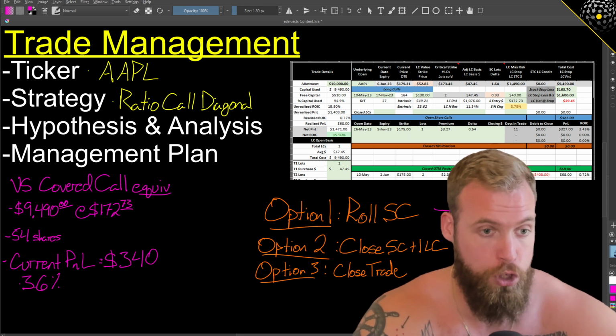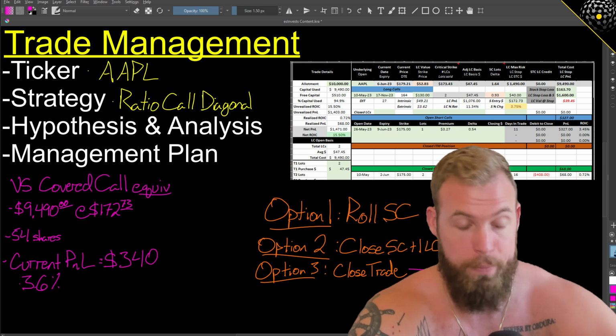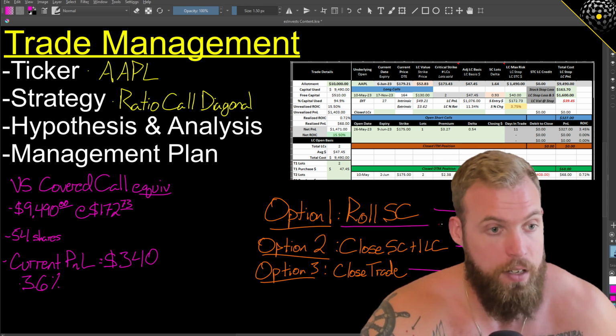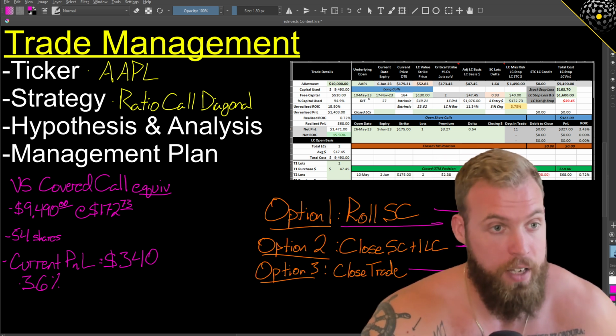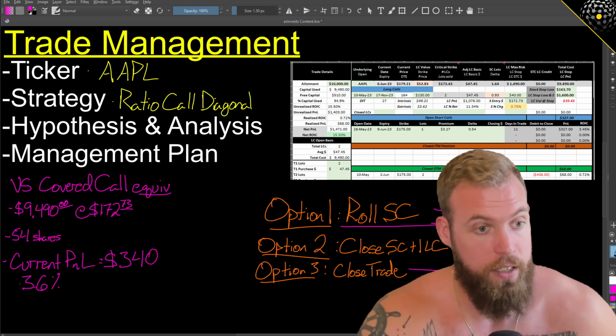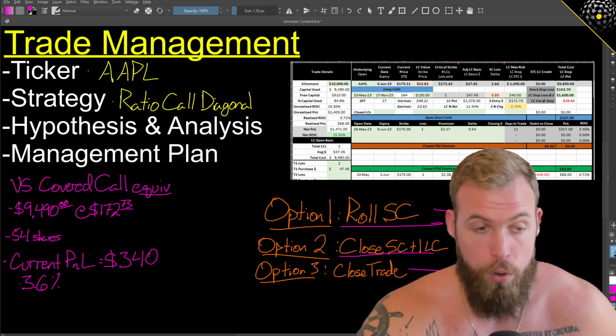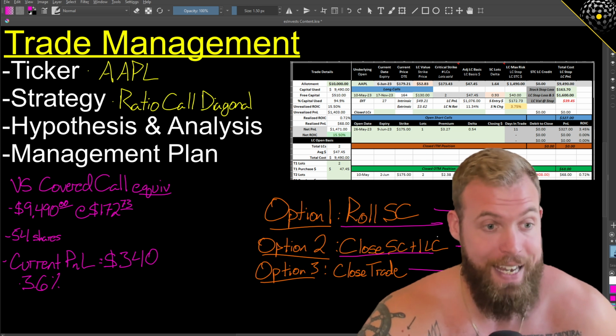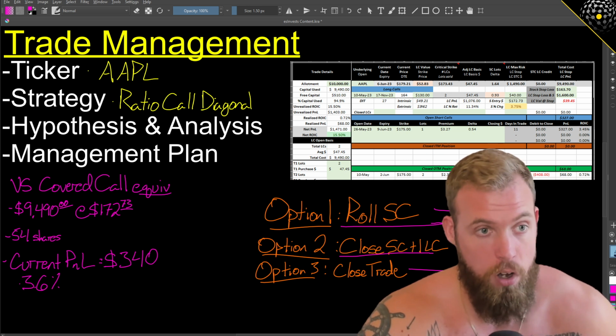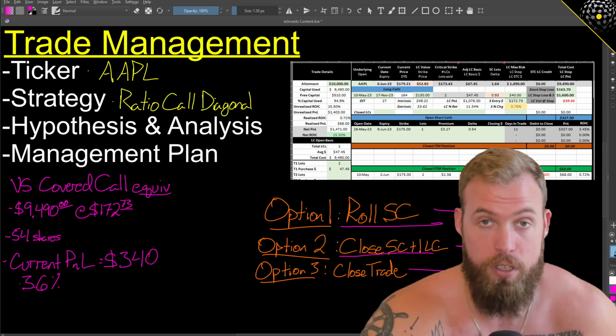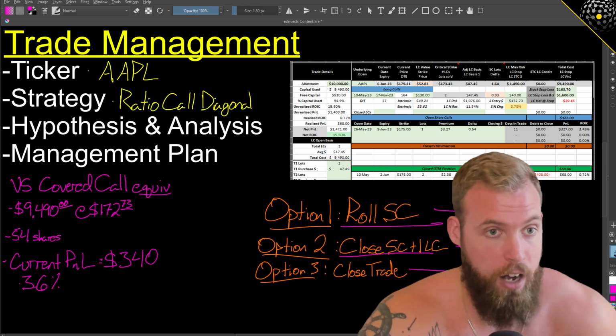Well, I have 3 choices that I like. There's more than 3, but I like these 3. The first one, I can roll out this short call, and we'll look at an example of that in a second. The second, I could close the short call for a loss and sell one of my long calls to cover the cost. It essentially makes sure that I'm locking in a profit.